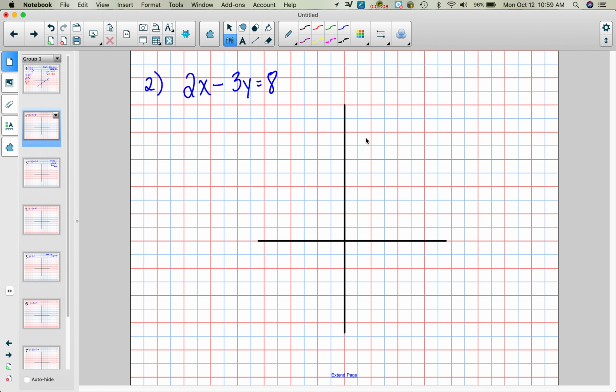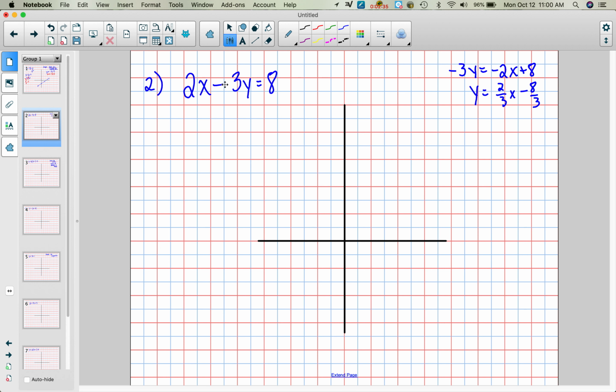On this next one, when I look at this, I think, okay, this is a linear equation, but it's in standard form. So I don't graph it the same way. Now you could, if you wanted to, solve this for y and put it in slope-intercept form. You would get -3y equals -2x plus 8. You would divide everything by -3, so you'd end up with a positive 2/3 x minus 8/3, and then this is what you would plot. I don't do it that way.